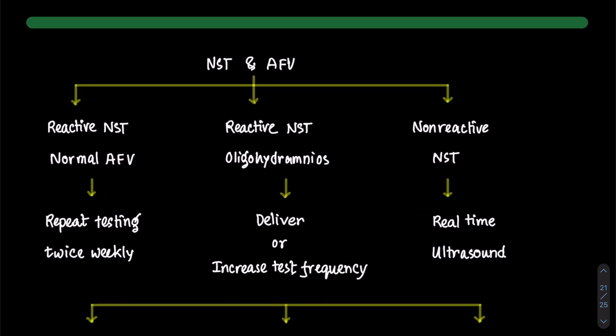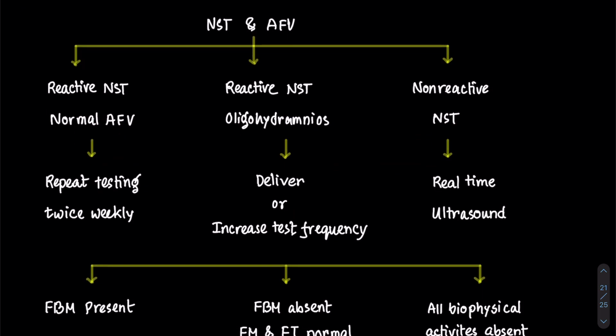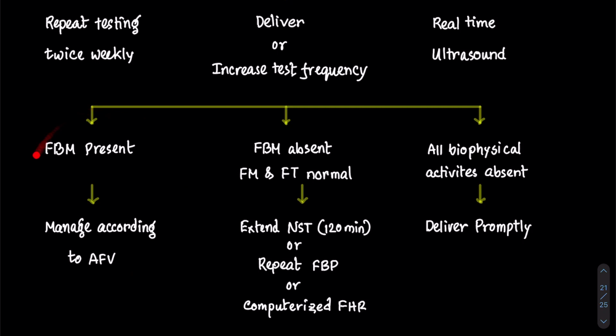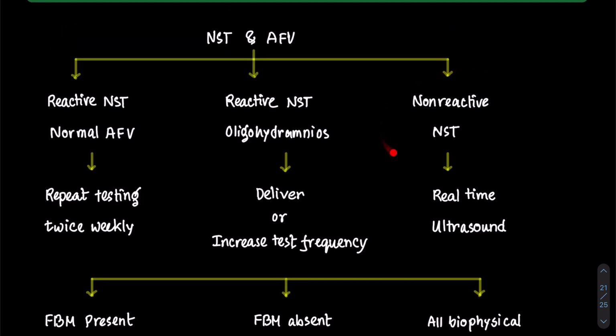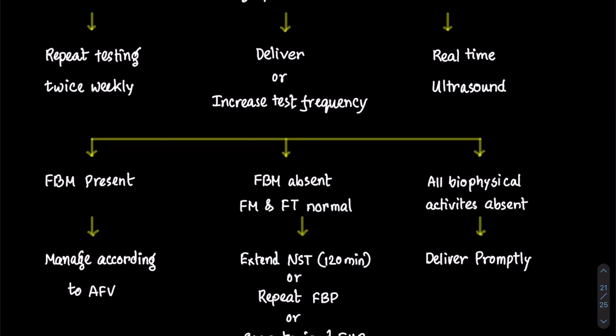Here is a flowchart for obstetricians about how they can manage the case based on modified biophysical profile. If non-stress test is reactive and amniotic fluid is adequate, then repeat the test twice weekly. If non-stress test is reactive but there is oligohydramnios, manage according to amniotic fluid volume if fetal breathing movement is present. If fetal breathing movement is absent but you can see normal body movement and tone, then extend non-stress test to 120 minutes or do biophysical profile or go for computerized fetal heart rate monitoring. If all biophysical activities are absent, then deliver as soon as possible. For non-reactive non-stress test, do real-time ultrasound evaluation to check all other parameters and according to them take decision.